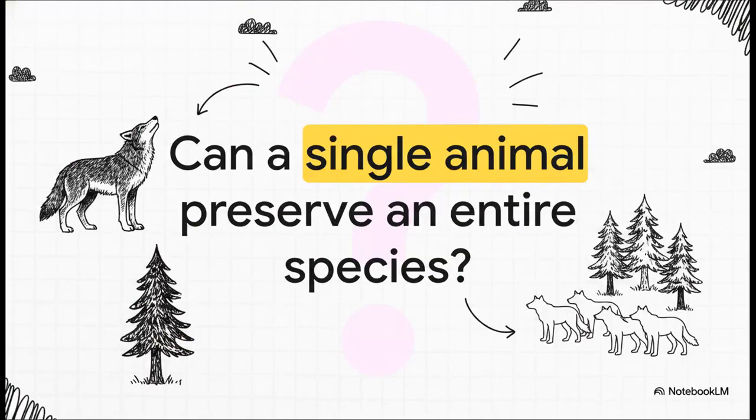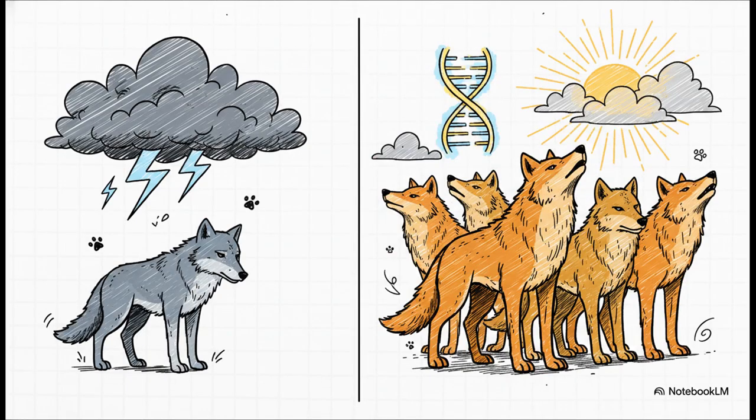Now, this brings us to a really crucial question. Think about this for a second. Can a single animal preserve an entire species? Like, if there was literally only one wolf left, or just one pine tree, could it somehow keep its kind going forever? The answer is no way. An individual just cannot preserve a species all on its own.